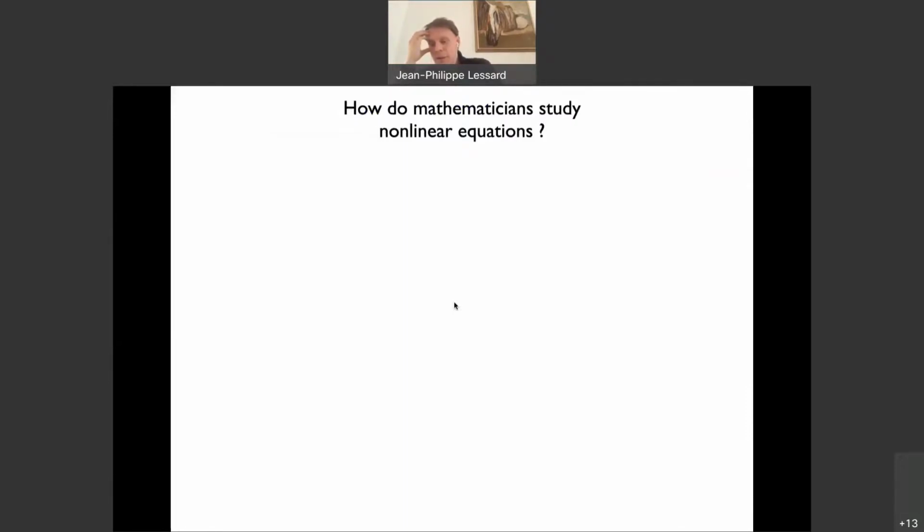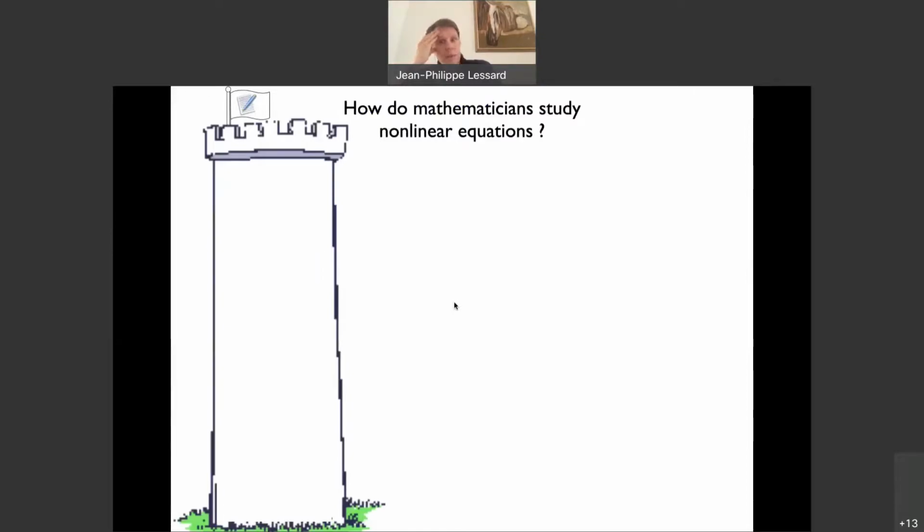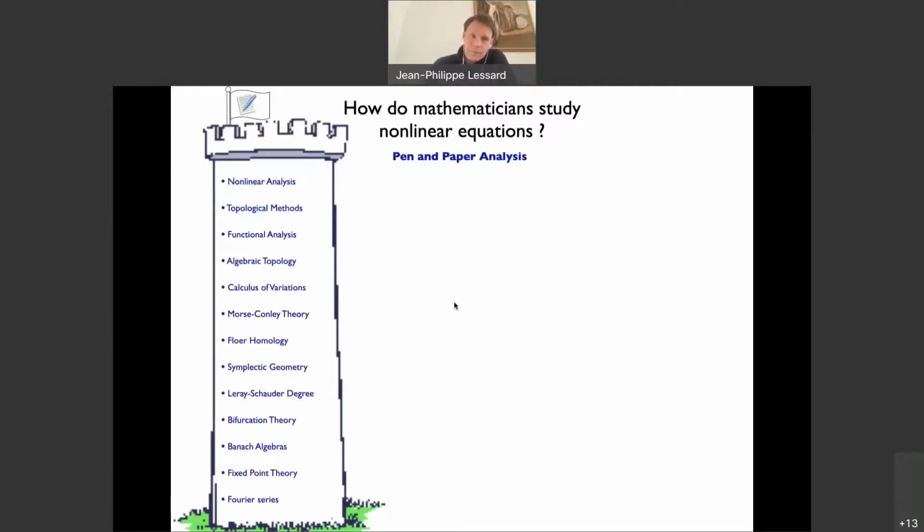There's quite a lot of mathematics that has been developed over the last hundreds of years to try to understand and to develop machineries to study nonlinear equations. And I would say that, in a cartoonish kind of world, there are two main towers of mathematics that have been developed to understand these nonlinear equations. The first one would be the pen and paper analysis tower, right? So on the left, what you see here is absolutely beautiful mathematical machineries which were developed over the centuries to study nonlinear equations.